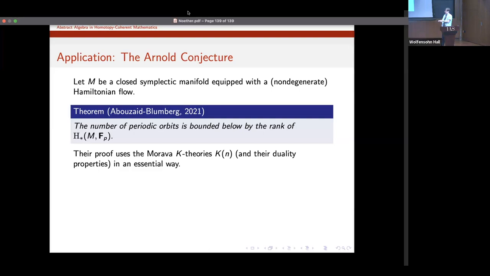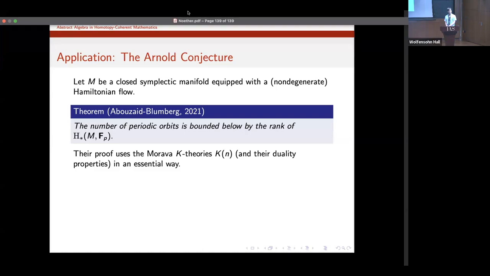Now if this n is very large compared to log p of the dimension, then the Atiyah-Hirzebruch spectral sequence will degenerate. And you'll just learn that the Morava K-theory of M looks like a periodic version of the mod p cohomology of M. So the answer is they use K_n for n large enough that it looks like the ordinary cohomology of M.